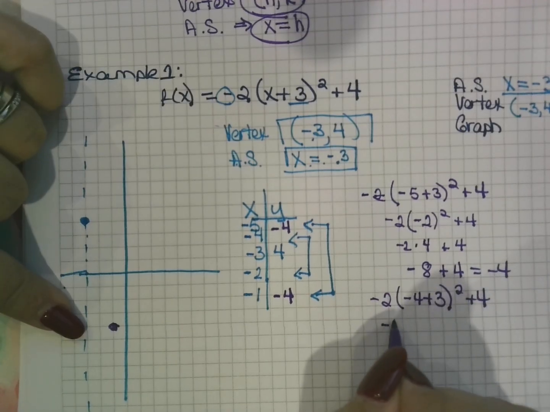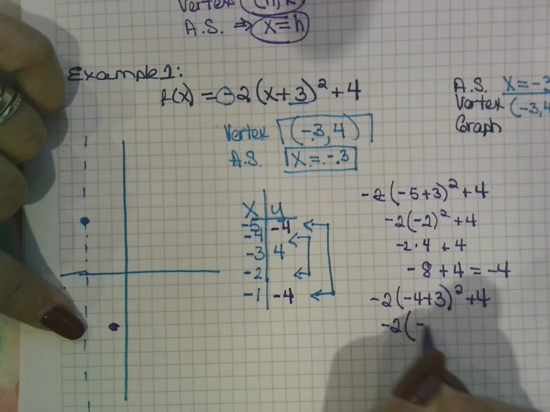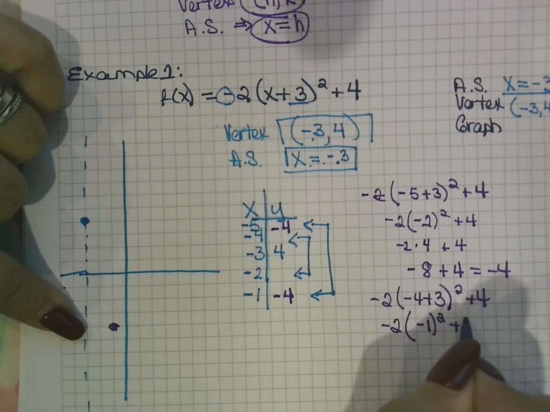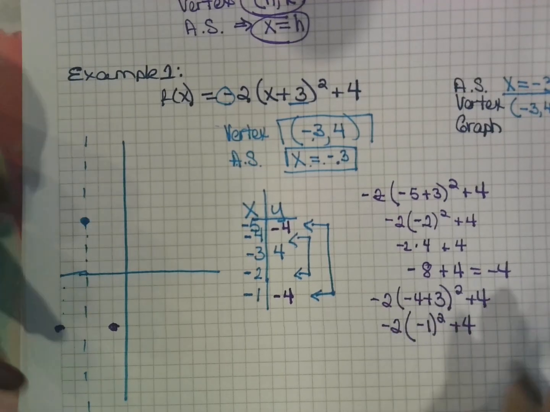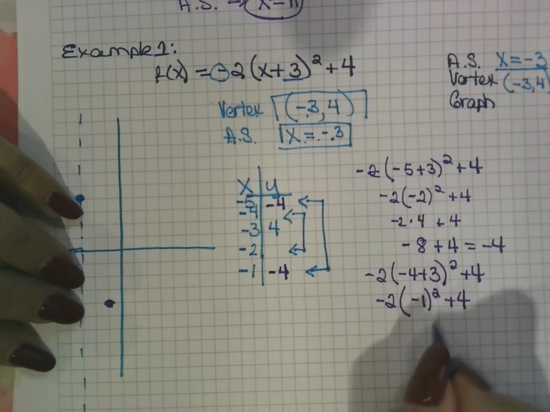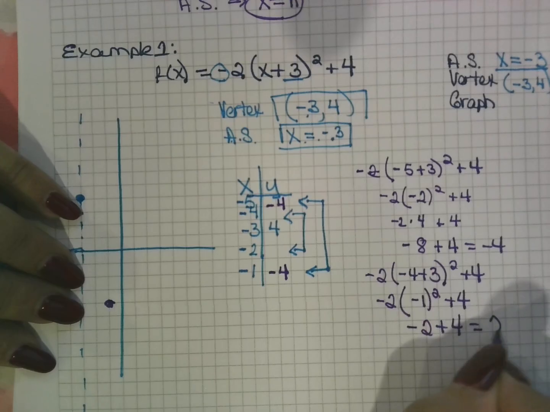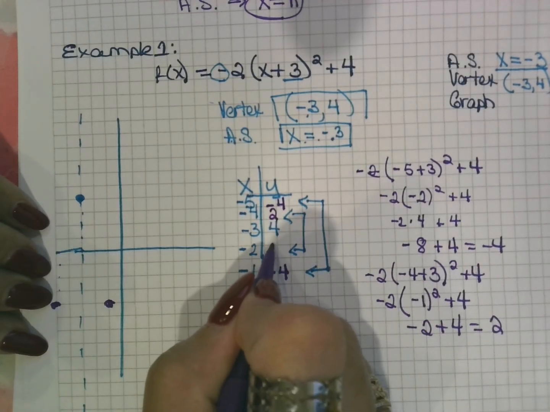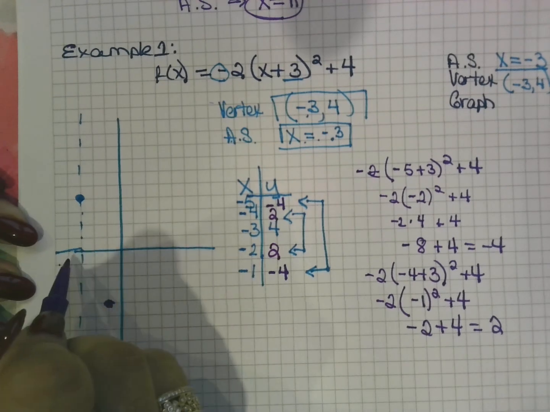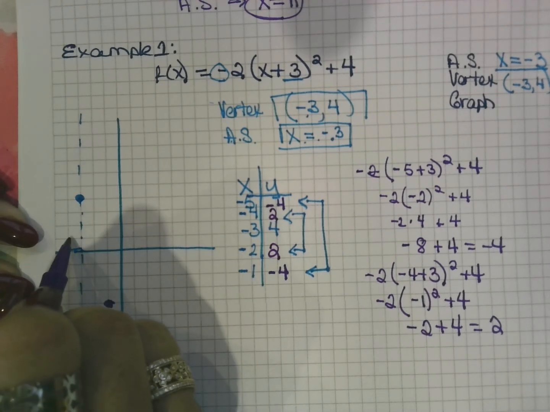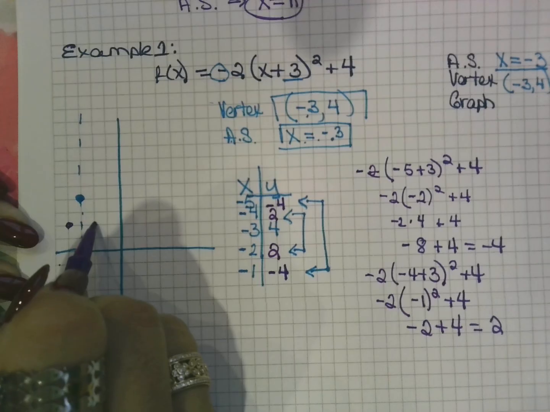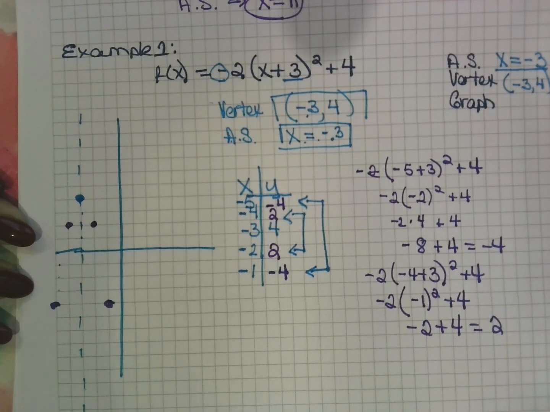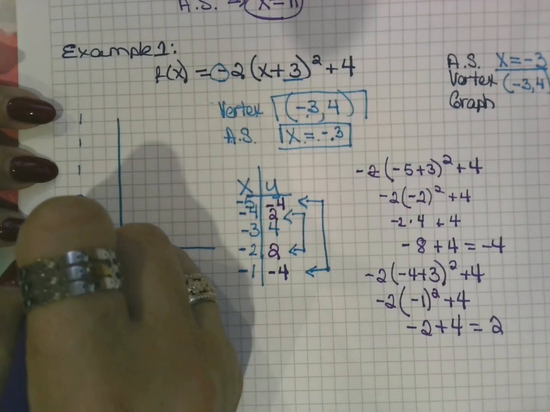We do what's inside parentheses first. That's going to give me -1 squared. -1 squared is just 1. 1 times -2 is -2 plus 4, and that's going to give me 2. So I'm going to get a 2 here, and then I get a 2 here. So at -4, I'm at 2, and then I'm at 2 at -2.